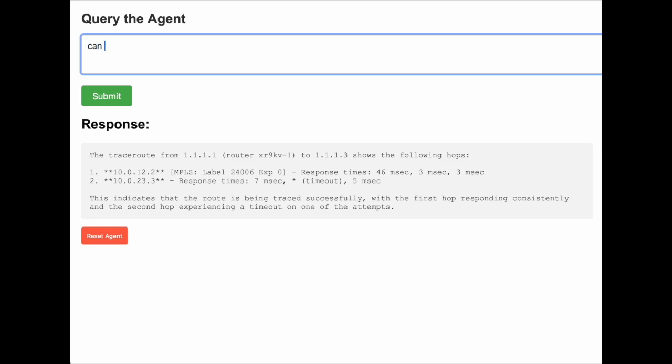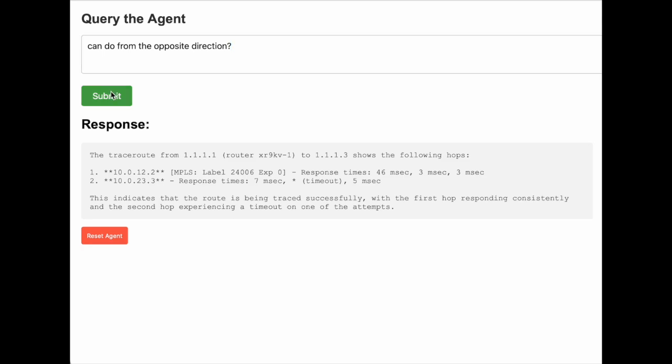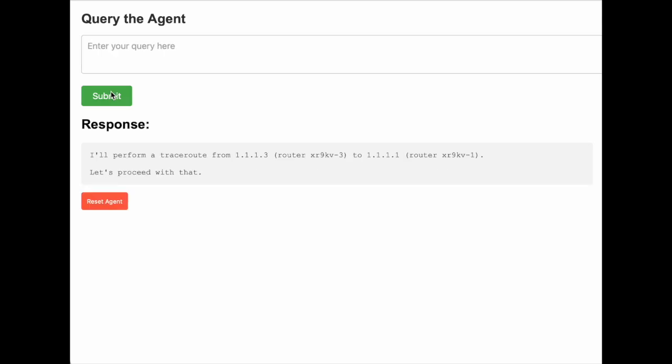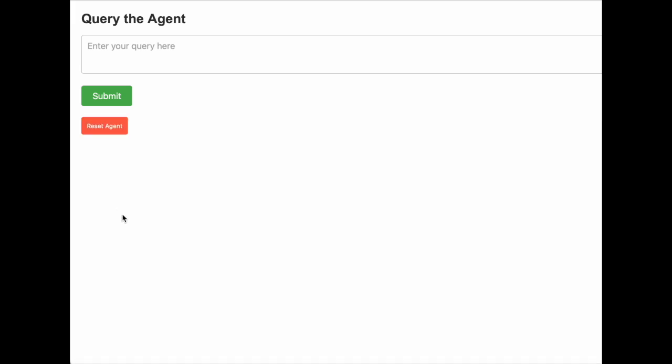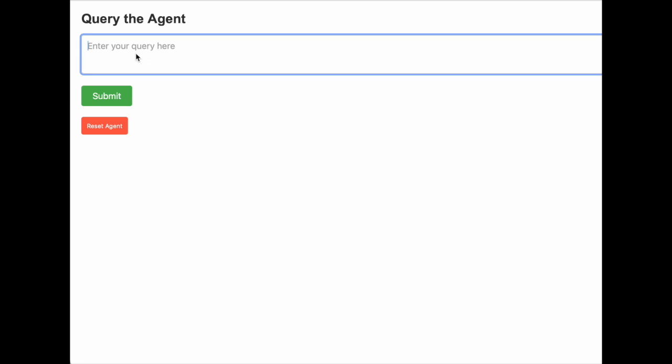Can you do it from the opposite direction? I think it's a timeout again. So I guess the agent has a limited amount of tokens, so each conversation context is still limited. I still have to figure out how to enlarge this context so we don't time out so soon. Okay, it ran out of context. Let me do this here.